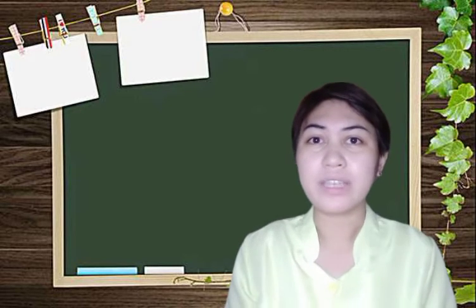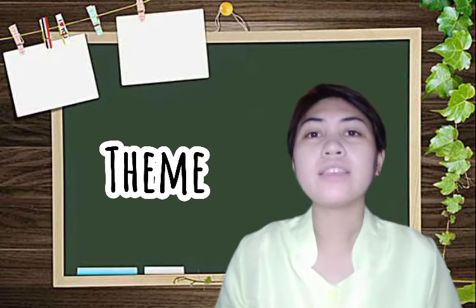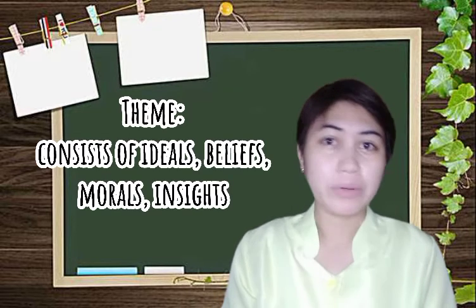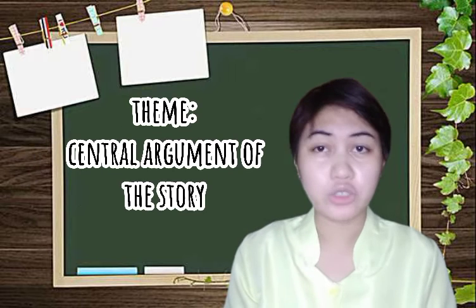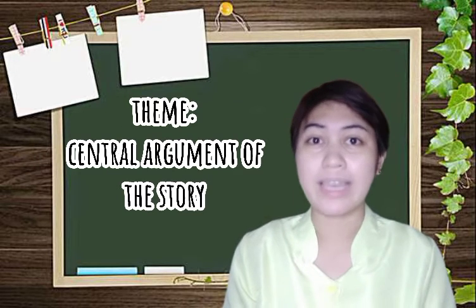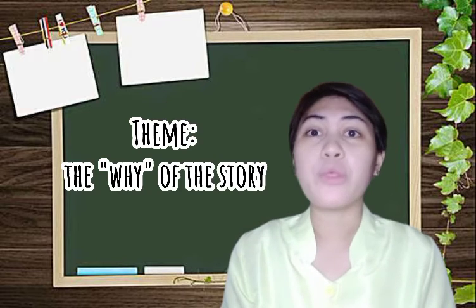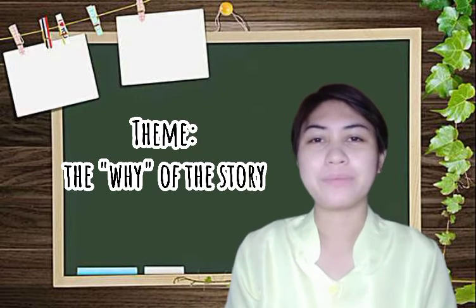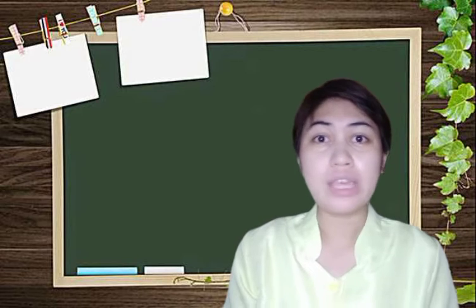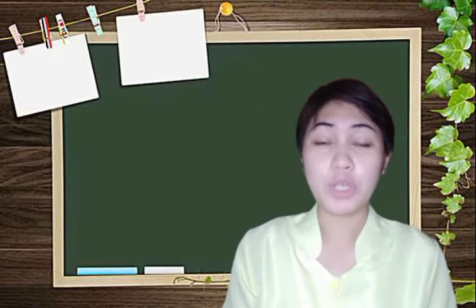The next element is the theme. It consists of ideals, beliefs, morals, or insights. It is the central argument that the author is trying to make the reader understand. The theme is the why of the story. Very good. You identified the different themes on the story you chose.